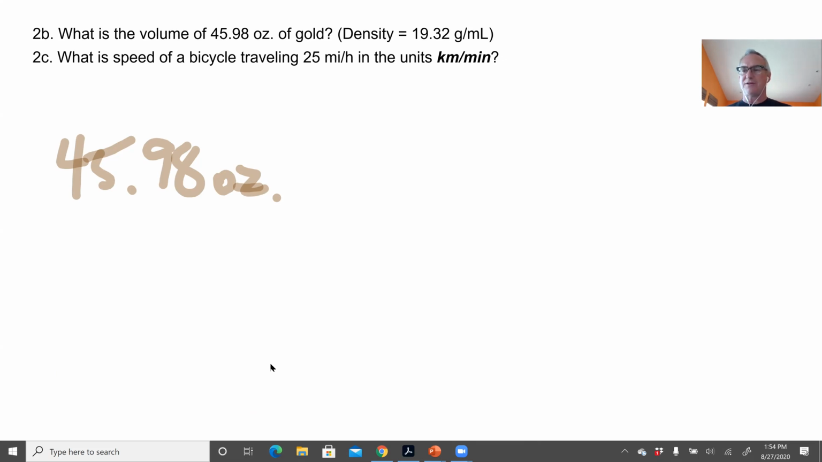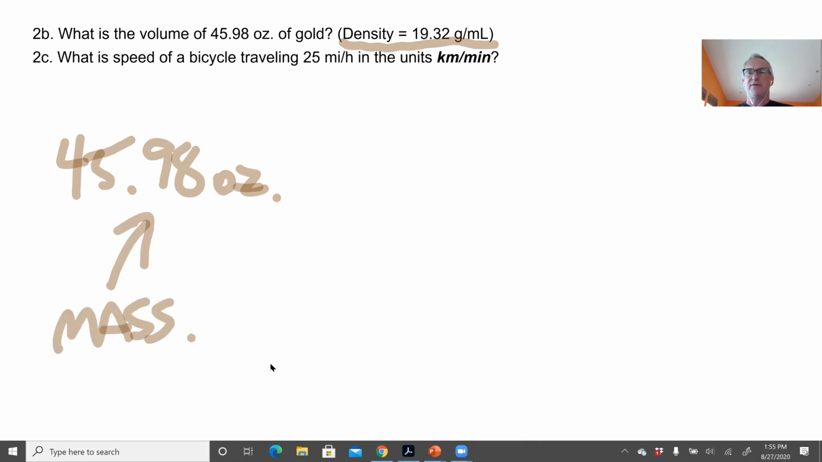How can you have ounces as a mass and as a volume? That doesn't help. So let's just assume it's mass, because if it was a volume, we wouldn't need the density, right? We could just convert volume to volume and we'd be done. But since we have the density here, I think that means that we're going to have to treat this as a mass.